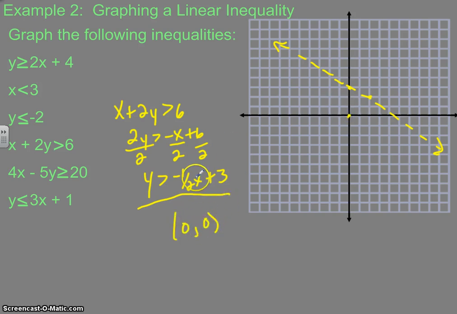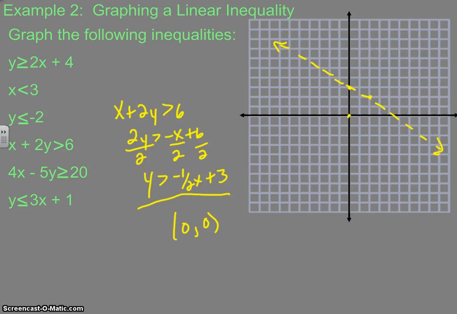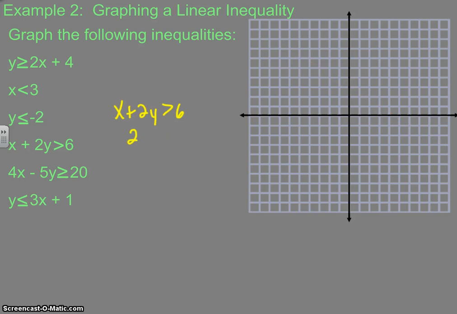Let's plug in 0 for x and 0 for y. If I do that, 0 is greater than 3. Is that true? No. This point does not work. So that means all the points on this side of the line do work. So we have to shade this side of the line. Now let's do one more here and be done with this page, because we're running out of time.